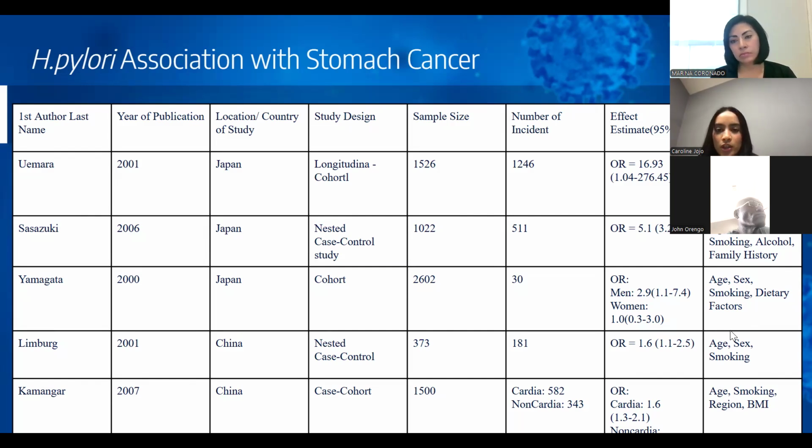And so all the studies that we looked at were conducted in Eastern Asia, mainly Japan and China. And so, looking at these studies, we can see that throughout all of them, all of the odds ratios are greater than one. So, we can see there is a very strong association between H. pylori infection and stomach cancer.